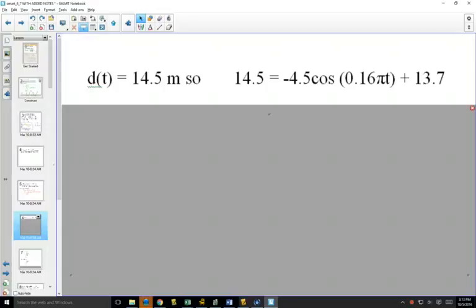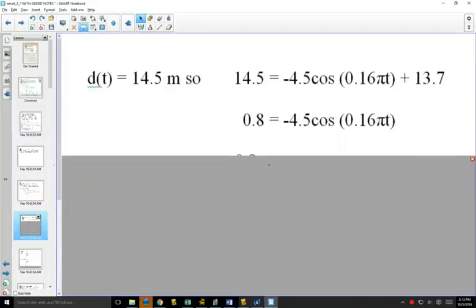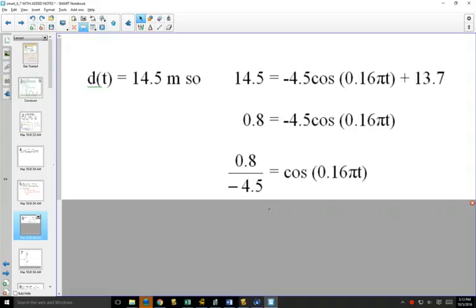So you use your algebra skills, your solving skills. How do I solve for something inside of cos? Well, I'm going to need my reference angles, I'm going to need to use my CAST rule, and I'm going to need to find angles in different quadrants. So how does that work? Well, first of all, you would get cos by itself. So if I subtracted 13.7 on both sides, and then divided by negative 4.5, I would get cos by itself.